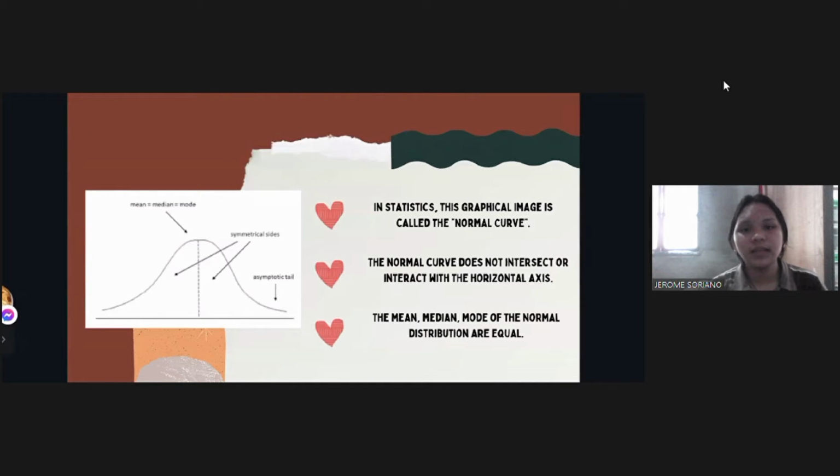In statistics, this graphical image that you can see on the left side of the presentation is called the normal curve. The normal curve does not intersect the horizontal axis, as you can see in the graphical image. Also, the mean, median, and mode of the normal distribution are all equal.